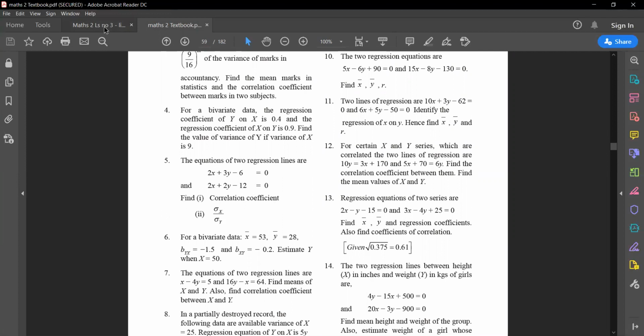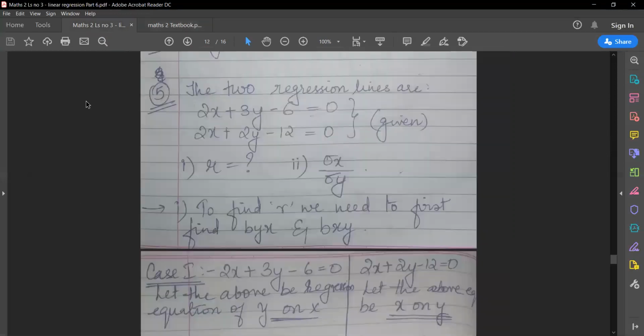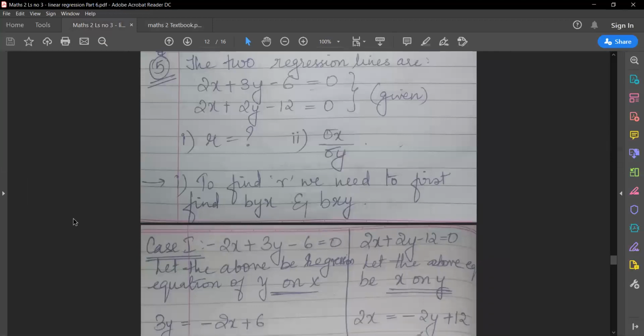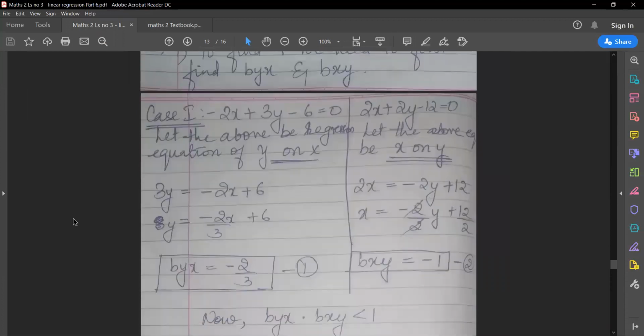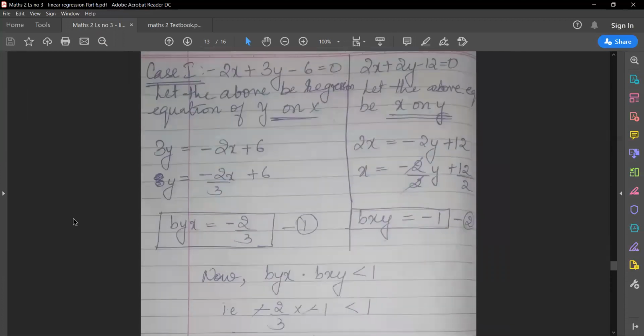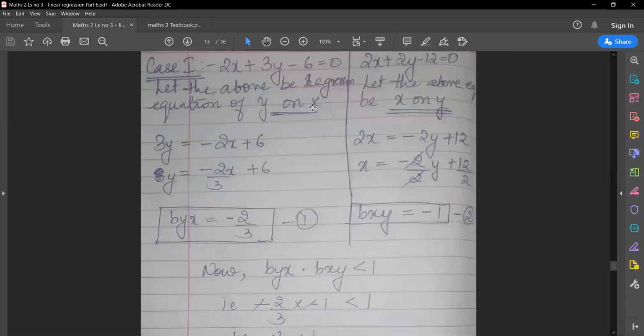So again class, can anybody tell me what is the observation? They have not specified. तो जब specify नहीं करते क्या करेंगे? Case 1, you'll assume. So what will we assume? Case 1, let 2x plus 3y minus 6 be the regression equation of y on x. And the second equation, 2x plus 2y minus 12 is equal to 0, be x on y. So y on x है, to 3y you'll keep this side. The rest you will take that side. Then keeping y alone, you will divide by 3 throughout.